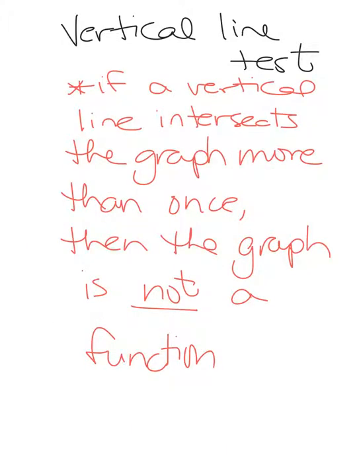Now we're going to use a vertical line test to test if something is a function. This is actually my favorite way to see if a relation is a function. I think it's the easiest way. So let's look at what it says. It says, if a vertical line intersects the graph more than once, then the graph is not a function. And we'll look at some examples of that.